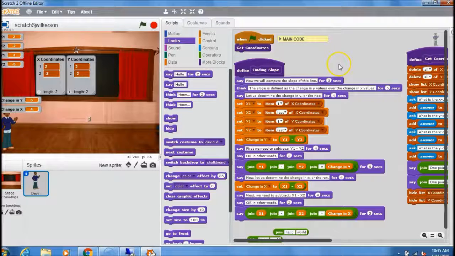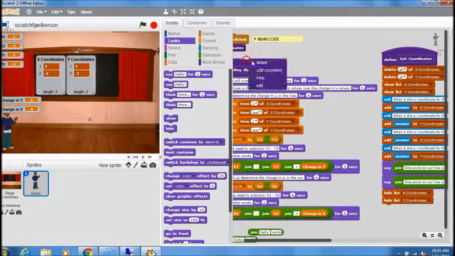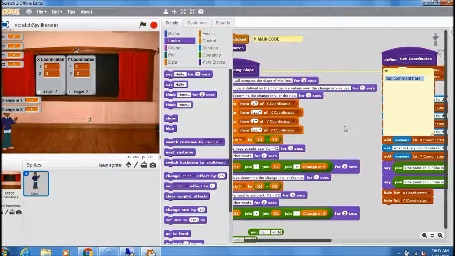The way you add a comment in Scratch is you right click on the block that you want to comment on. If I want to comment on this subroutine block, finding slope, I can just right click on it, add a comment, and then explain what this one does. Let's call it finding slope subroutine.